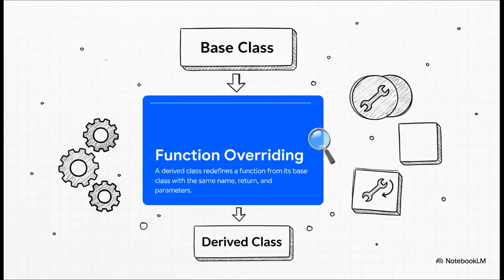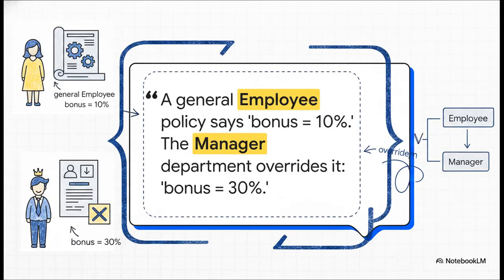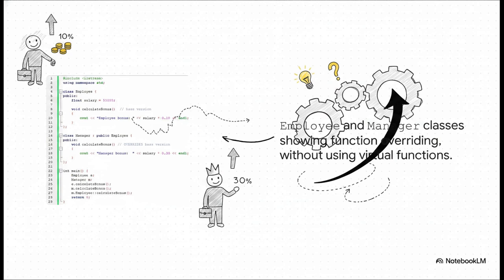So, first off, we need to be on the same page about function overriding. This is a totally standard thing in object-oriented programming. It just means a child class can provide its own special version of a function that it got from its parent, or base, class. And this analogy just makes it so easy to understand. You've got a general rule for every employee, but managers, who are a specific kind of employee, get their own, better rule. The manager's rule overrides the general company policy. Simple as that.